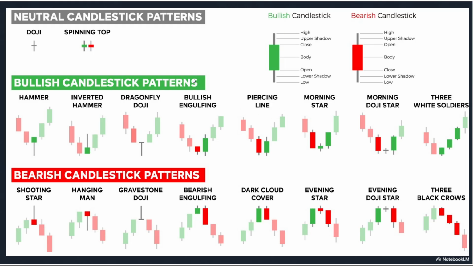Okay, so these are some types of candlesticks. We have simple candlesticks, which contain only one candle, and we have multiple candlestick patterns, which contain two, three, or sometimes four candles. What does it mean? How are these candles helping me in analyzing the market? For example, we will take the hammer candlestick. Why do we call it a hammer? Because it's shaped like a hammer.